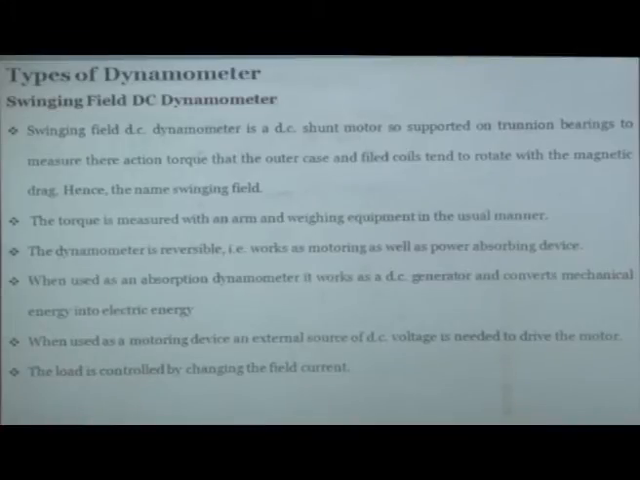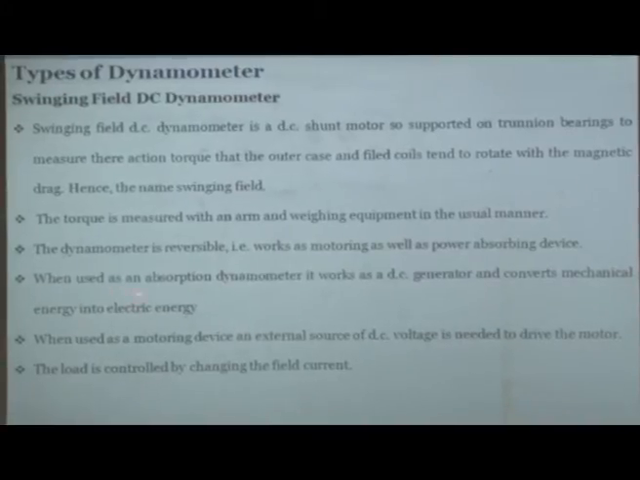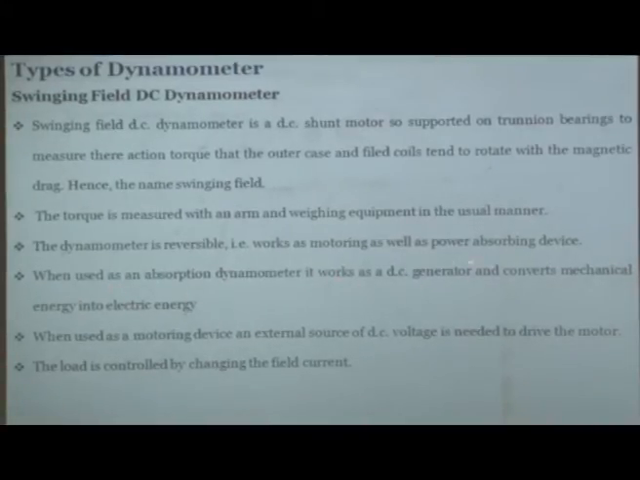It is reversible. That means it works for motoring as well as for power absorption. When used as an absorption dynamometer, it works as a DC generator and converts mechanical energy into electrical energy. And when you are using it as a motoring device, that means external DC voltage is needed. It works as a motor and it starts the engine. And this load is controlled by changing the field current.